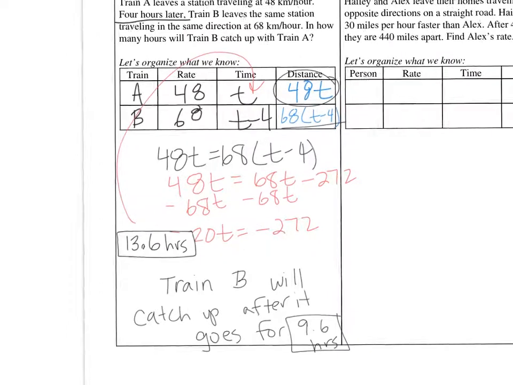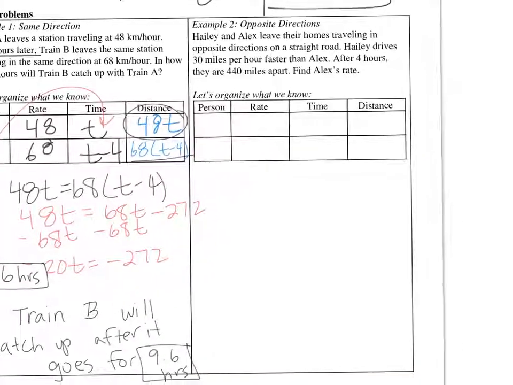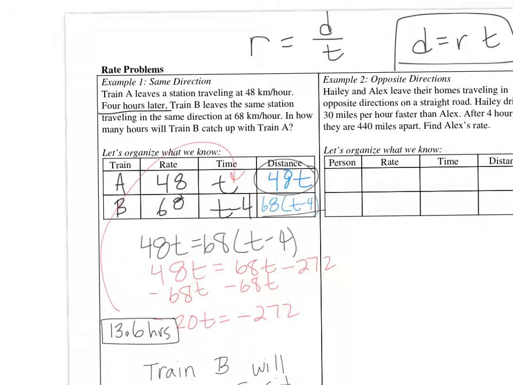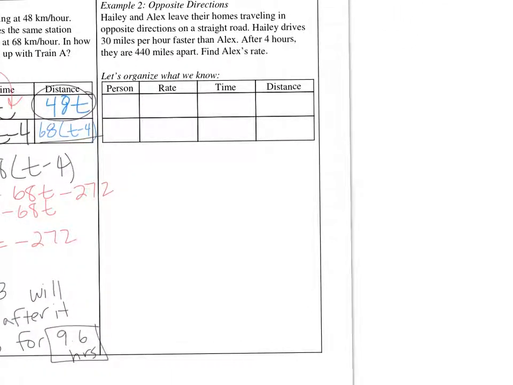And since it asks how many hours will train B catch up with train A, I'm going to answer it that way. So if you're not sure how to answer it, just write it out in a sentence what your answer is going to be. So this one was the same direction, so you had two things start. One started slower after the other one. Now the second one, you could have them traveling in opposite directions.